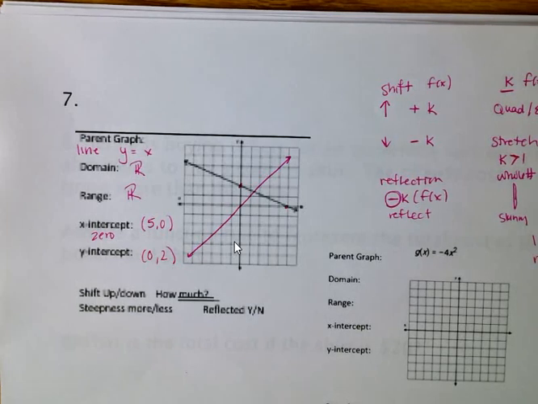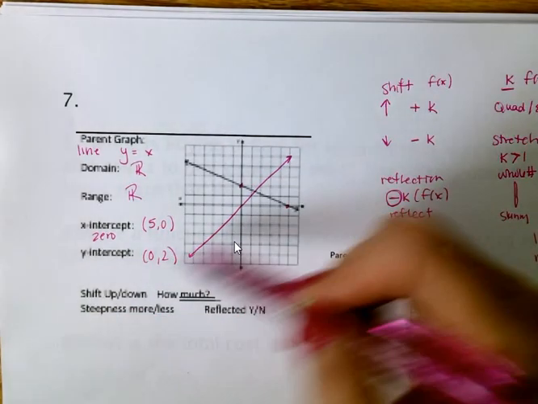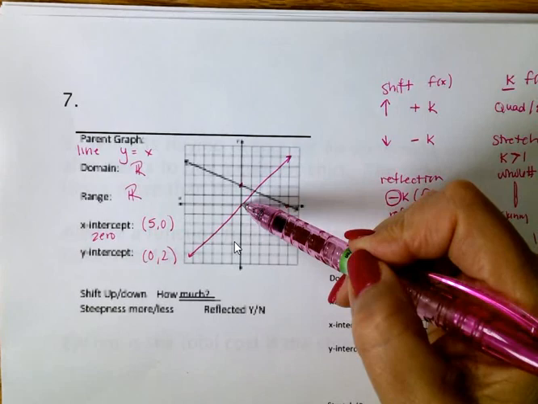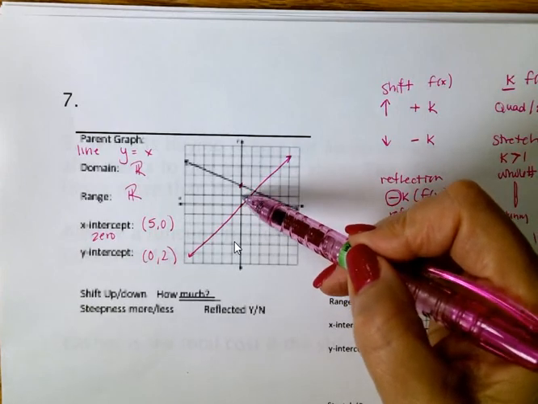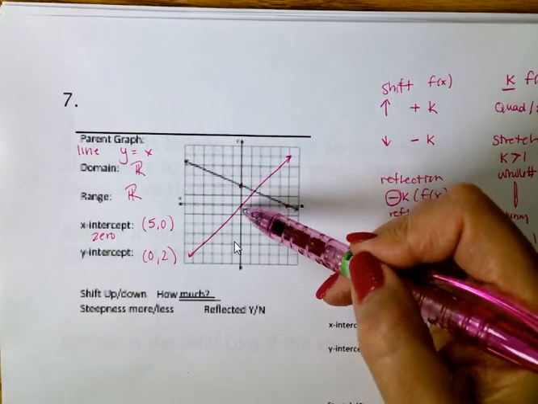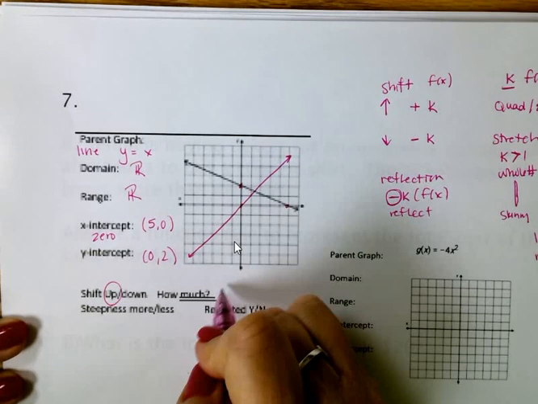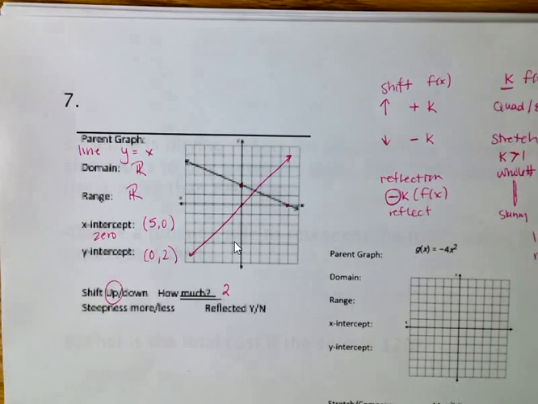But now when we're looking at the graph to see if it shifts up or down, if my parent graph is in pink and my black graph is my new graph, it obviously went up 2 from the center of the grid. So it shifted up 2. That means its equation would have had a plus 2 at the end of it.